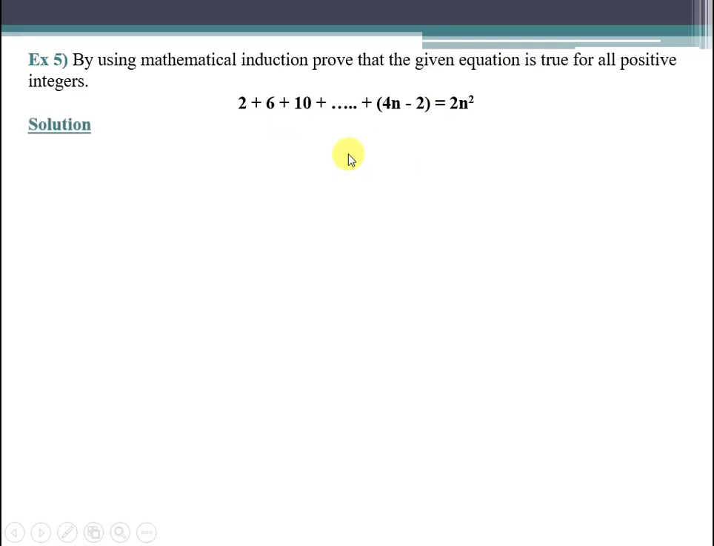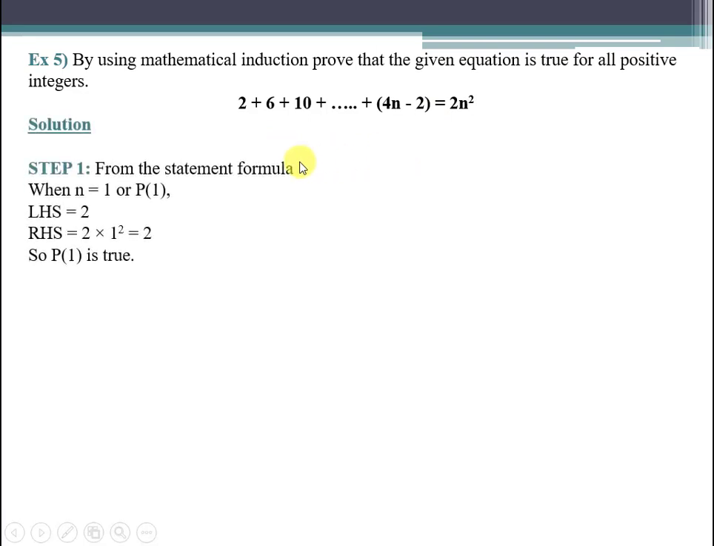Again, we begin with the first step. Step 1: from the statement formula, when n is 1, the left hand side is 2, the first element. N is 1, it means the first term. And the right hand side, instead of n we put 1: 2 multiplied by 1 squared is just 2. So P1 is true, 2 equals 2.